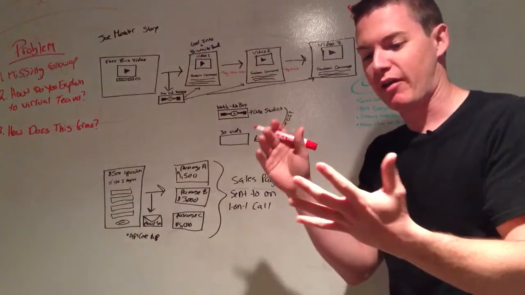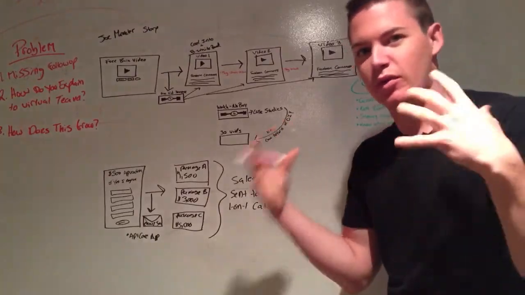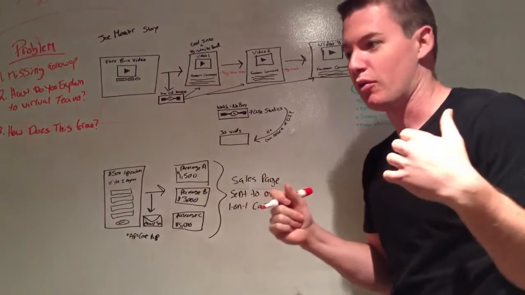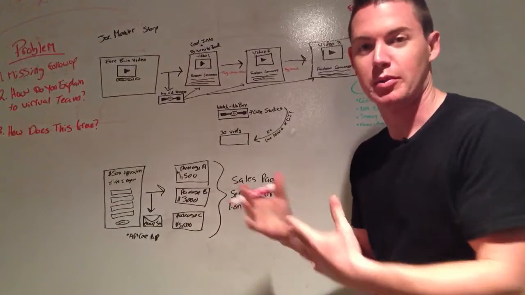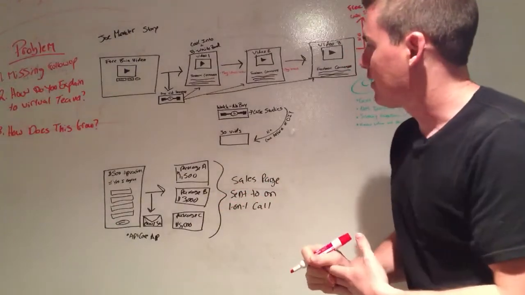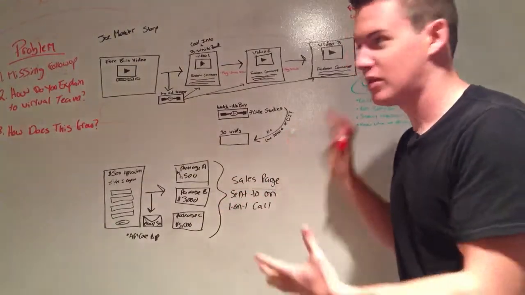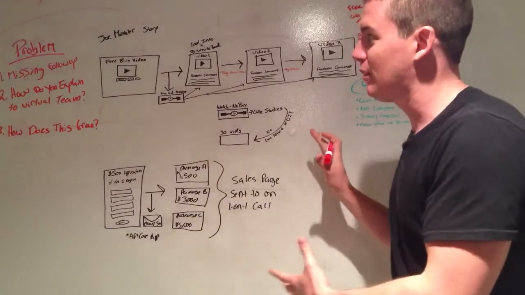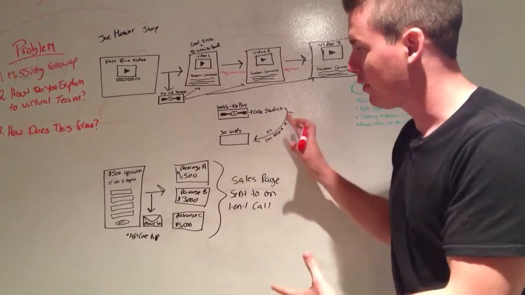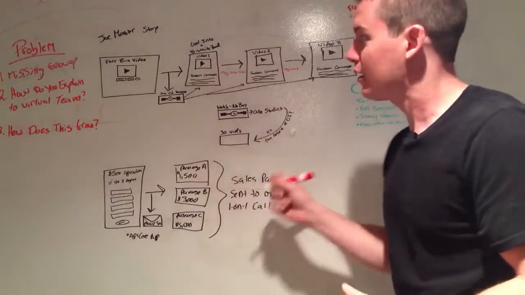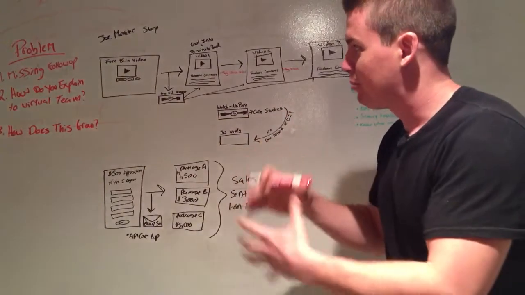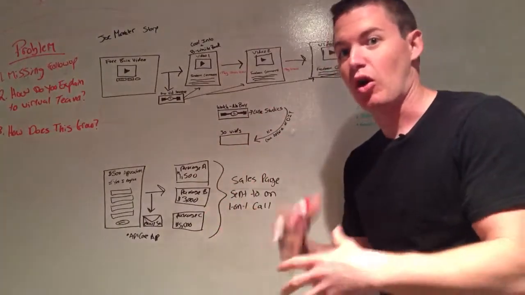I've come back from a mastermind with all these great ideas for my next launch, for my next sales funnel, and I've mapped it all out. But what's the problem with this? The problem is, number one, we're missing a follow-up, right? Like, we're missing all the behind-the-scenes Infusionsoft automation stuff.